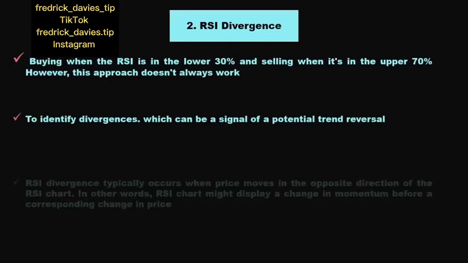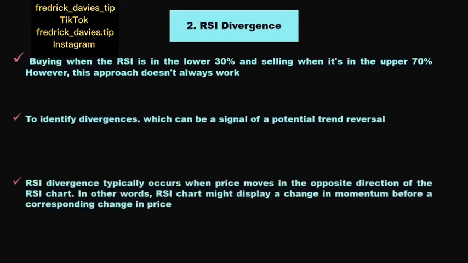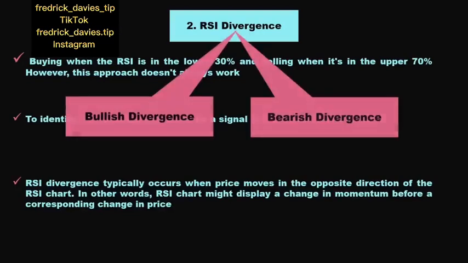RSI divergence typically occurs when price moves in the opposite direction of the RSI chart. In other words, the RSI chart might display a change in momentum before a corresponding change in price. There are two types of RSI divergence: bearish and bullish divergence. So let's start with the bearish divergence.